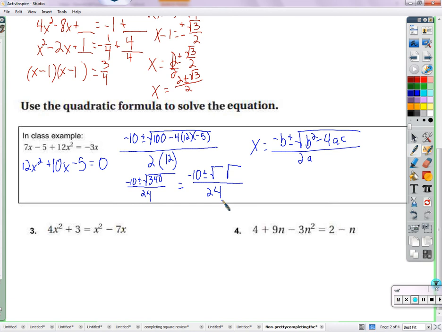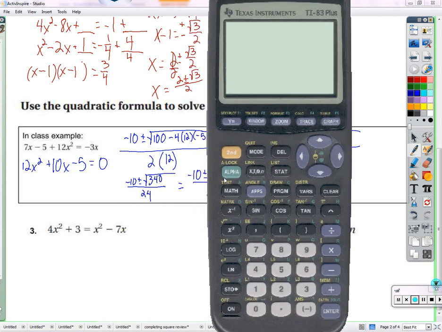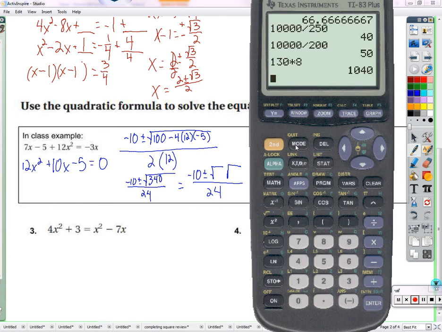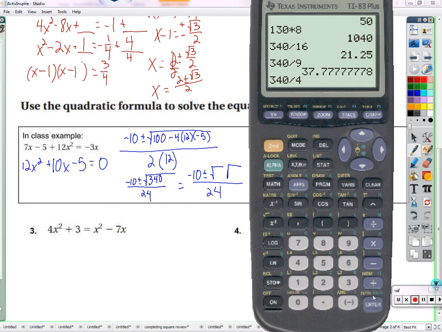Anybody know? We're not sure? Just break out the old calculus, show how I do it. Usually just go ahead and break it down as much as possible. Try 16, no, 340 divided by 9, I'm hoping, no, 340 divided by 4.